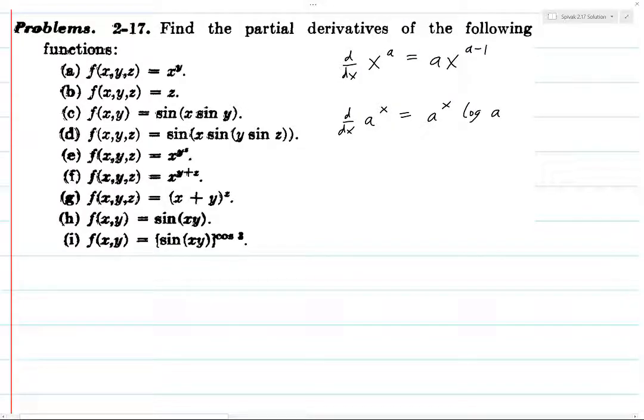Alright, let's find some partial derivatives. So basically what we're going to be using throughout this problem are the chain rule, and then these two rules that I've written up here about how you take derivatives. If x is a variable and a is just some number, then we have just what you learned from calculus, how you take the derivative of x to the a, and also how you take the derivative of a to the x. Here when I write log a, I mean the natural log of a.